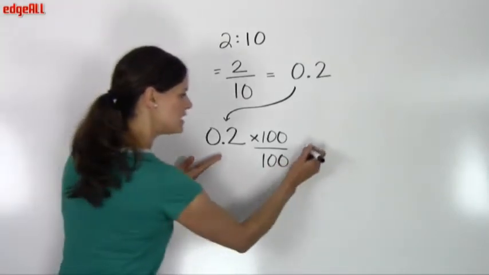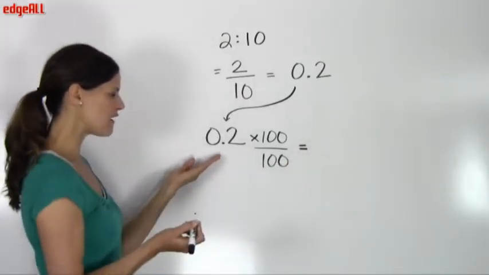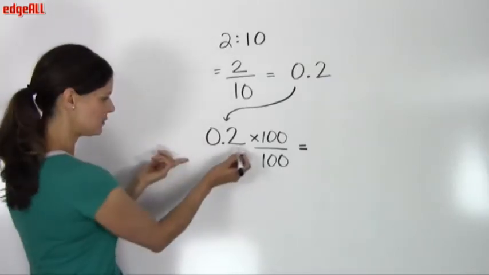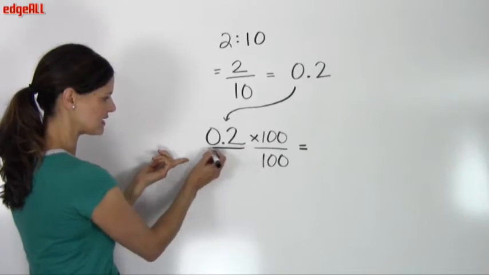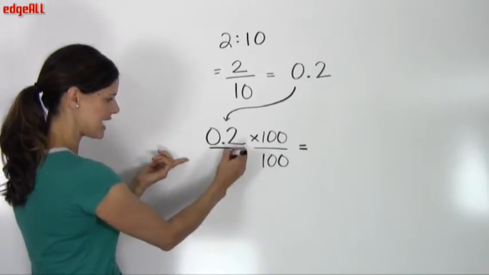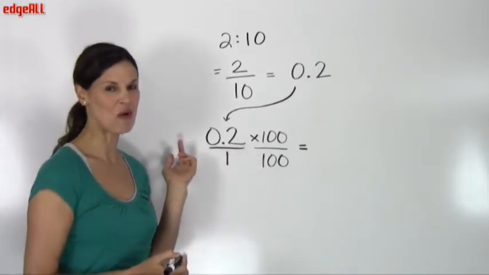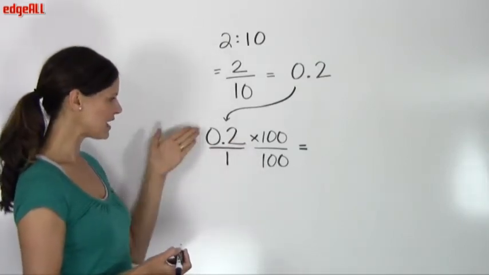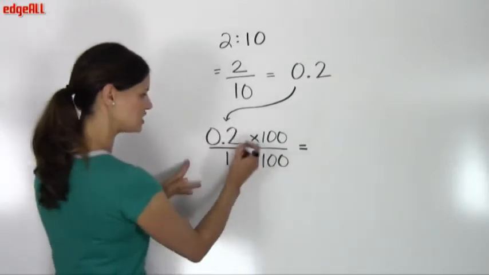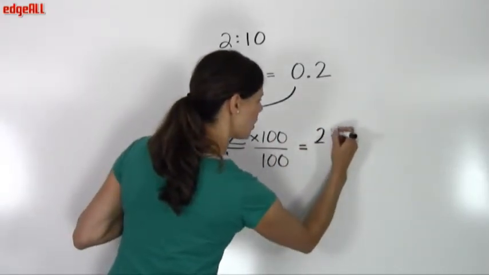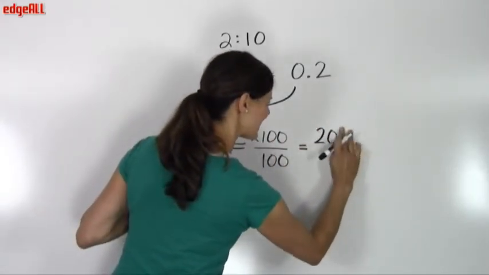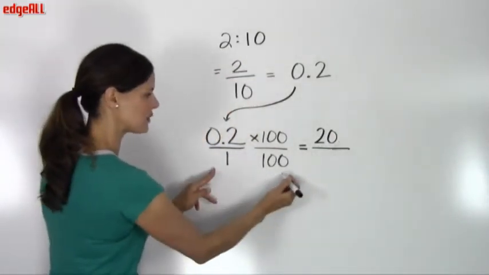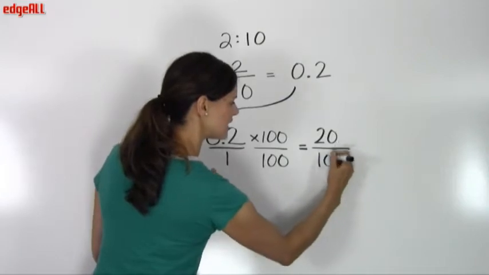I can now convert this to a form where I have a 100 in the denominator. If it helps you, you can think of the 0.2 as being over 1, because any number that's not in fraction form can be written as a number over 1. So in my numerator, I now have 0.2 times 100, which is 20, and I have in my denominator 1 times 100, which is 100.